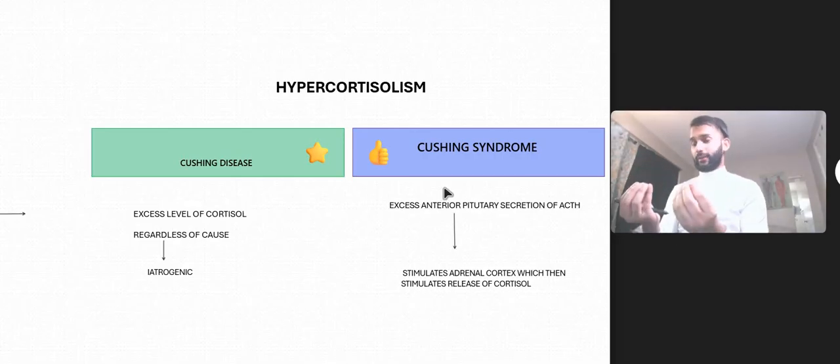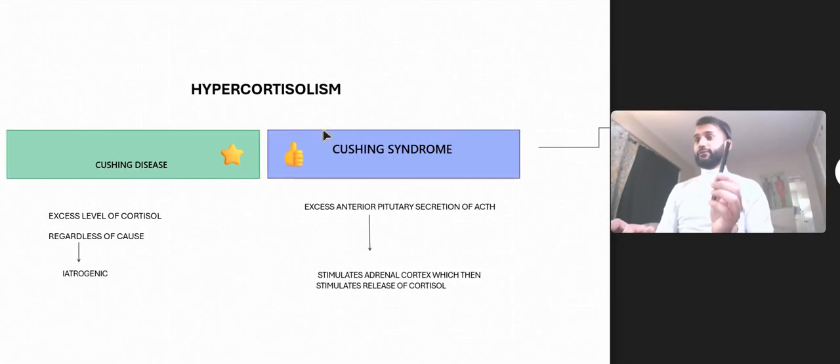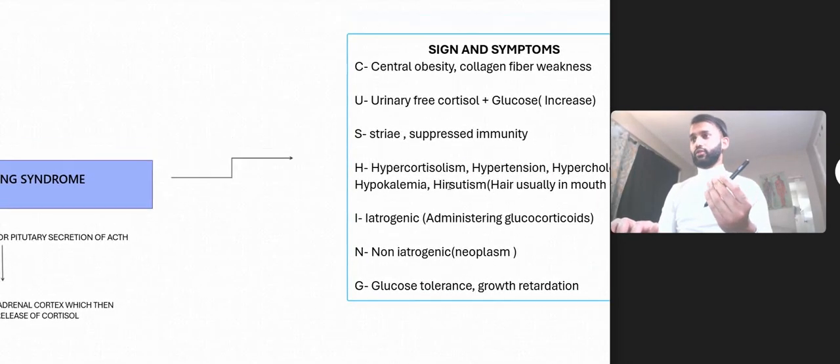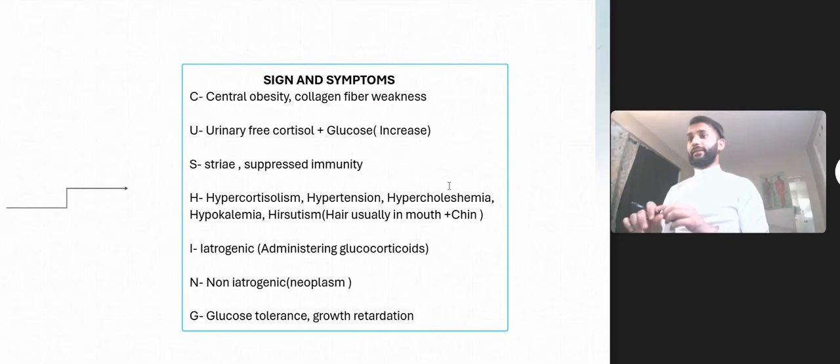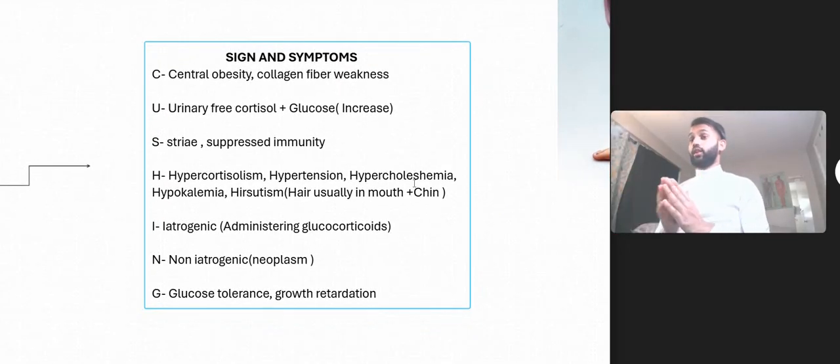In this video, we'll talk about Cushing syndrome because that's what we focus on in nursing school. You have all seen the signs and symptoms in your book, in your text, or other places. With the signs and symptoms, you have C, U, S, H, I, N, G.